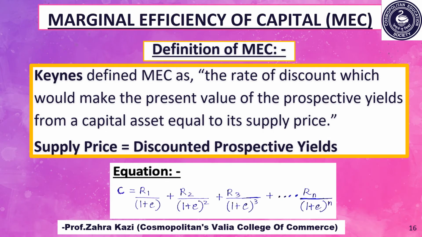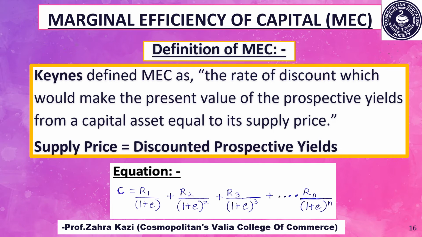Definition of MEC. This definition is given by Keynes. Keynes has defined MEC as the rate of discount which would make the present value, that is the current value, of the prospective yields, that is expected rate of return from a capital asset, equal to its supply price, that is equal to its replacement cost of the capital asset. Therefore, supply price is equal to discounted prospective yields.